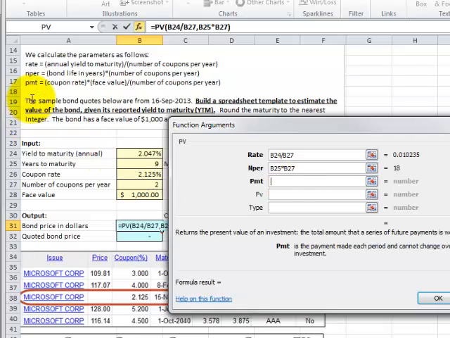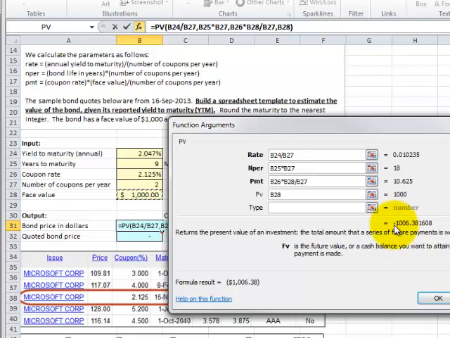For the payment, we'll use the payment equation up here. It says to take the coupon rate, 2.125%, multiply that by the face value of the bond, which is $1,000, and then divide that result by the number of coupons per year. So every 6 months, this bond will pay $10.625 in interest. Finally, the last parameter is the face value. We'll click on the face value field over here, and we've got a price for our bond now.